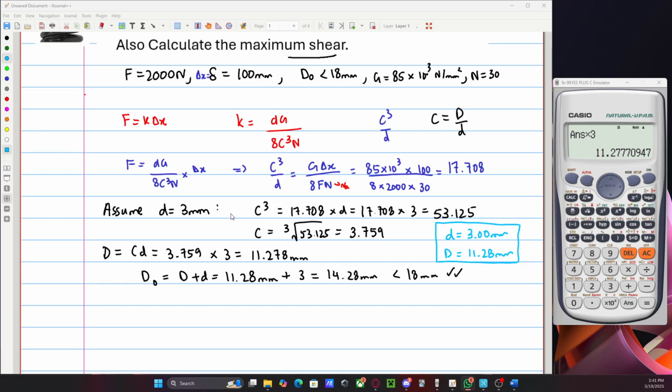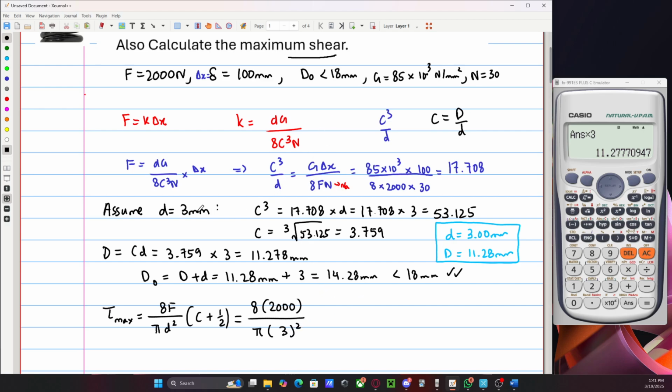So how do we calculate the maximum shear? Let's go back. We know that the formula for tau max is given to us as 8F over pi d squared times C plus a half. This was given to us in the formula sheet. Now all we have to do is just sub in these values. So 8 times 2000 over pi, and this is our d that we have chosen, so in this case it will be 3. So there is no correct answer in this.